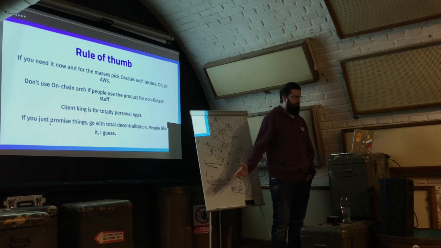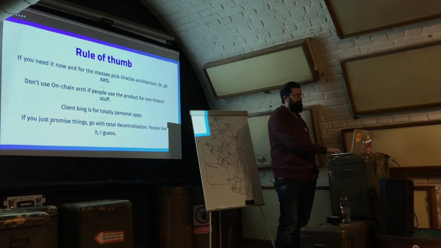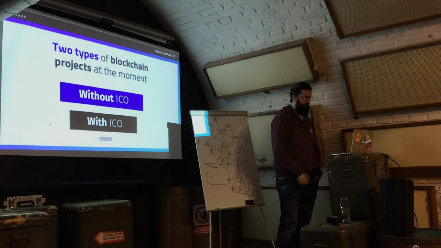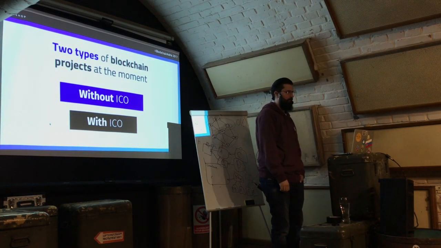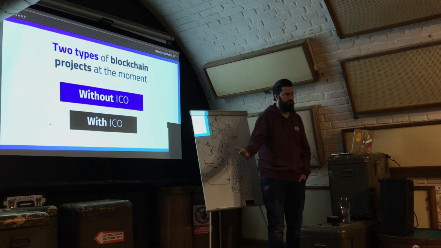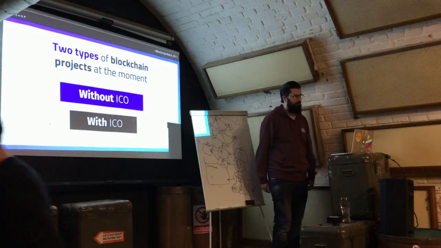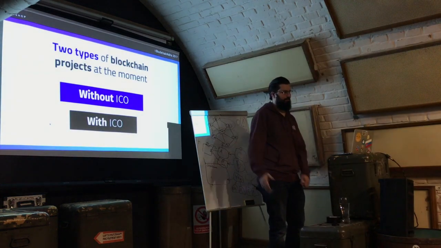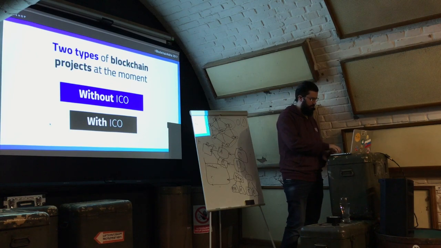If you just promise things, say total decentralization. People like it. So this leads me to the last slide. If you just promise things, go with total decentralization. There are two basic types of blockchain projects: ones that say we will have an ICO, and ones that say we will not have an ICO. Those that say we will have an ICO will say we will have a decentralized ICO, basically. And those that say we will not have an ICO will have it, but in a different way.